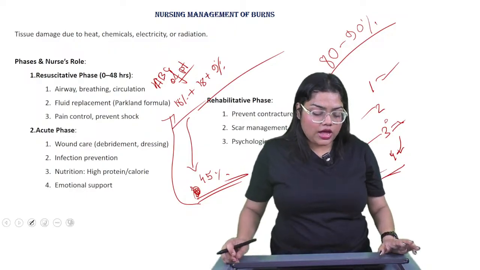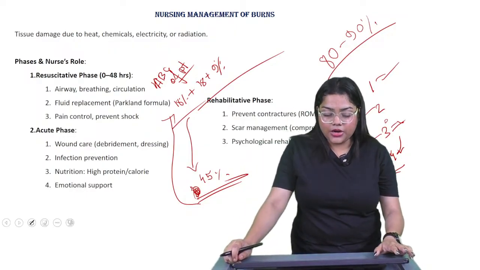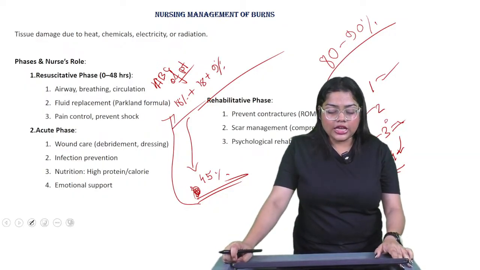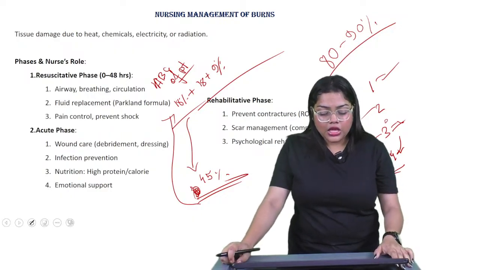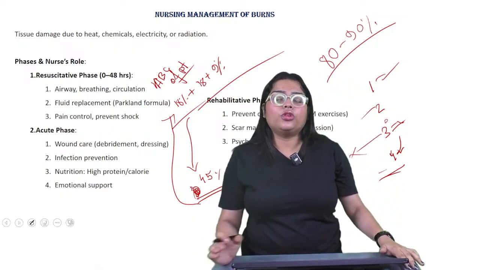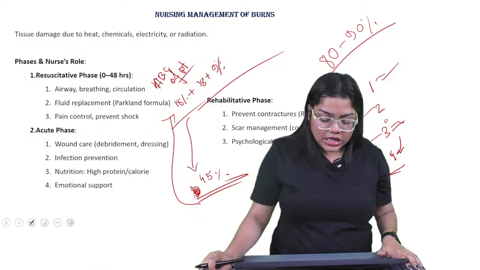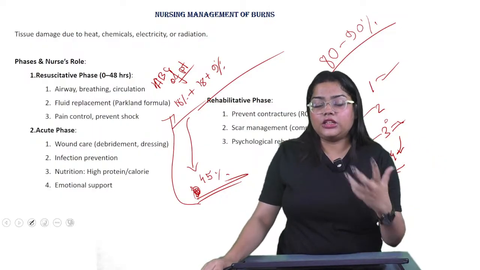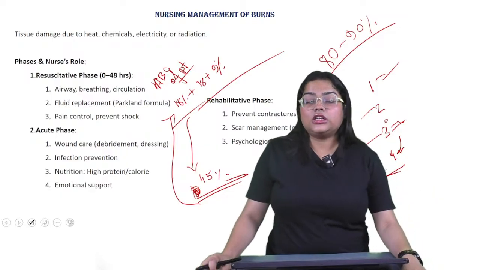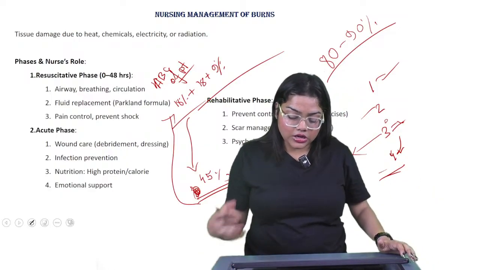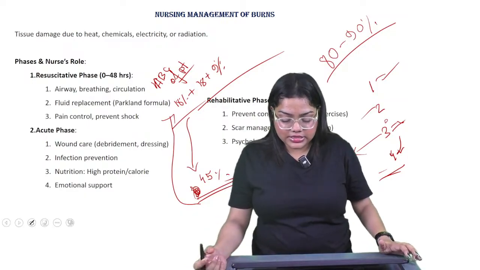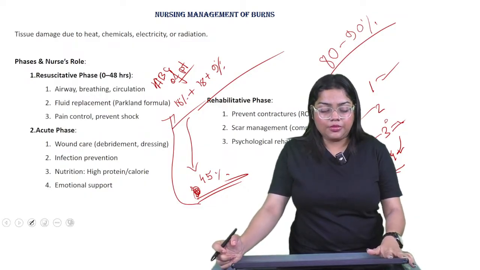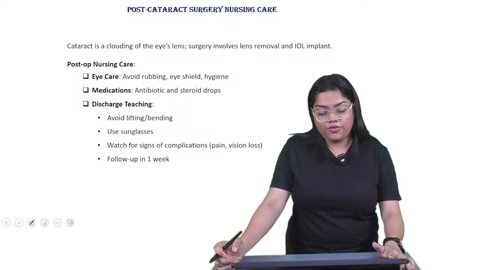Next is the acute phase. The acute phase includes wound care, which is debridement and dressing of the wound, infection prevention, nutrition like high protein and high calorie diet, and emotional support to the patient who has severe burns. Then the rehabilitation phase, where their identity is completely gone, the face has completely changed. What care can we give? We can prevent contractures, ROM exercise, scar management or scar compression, and psychological rehabilitation of the patient in cases of burn.